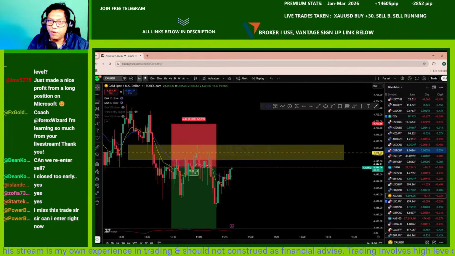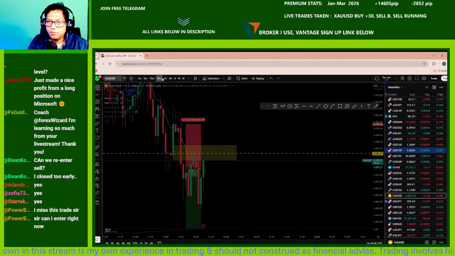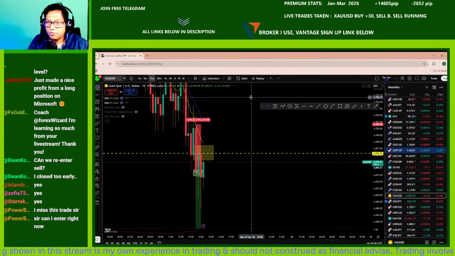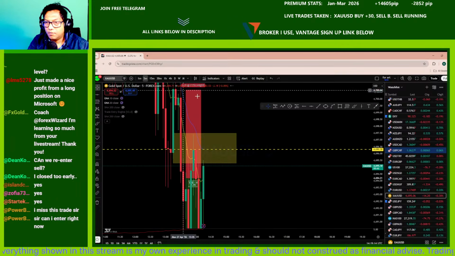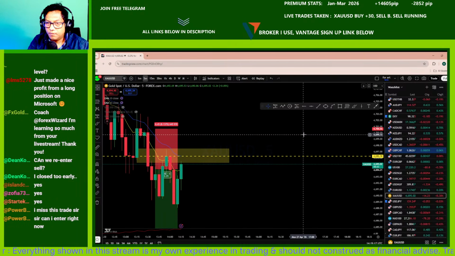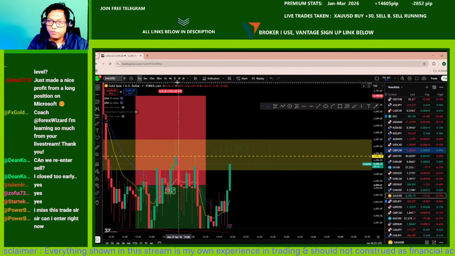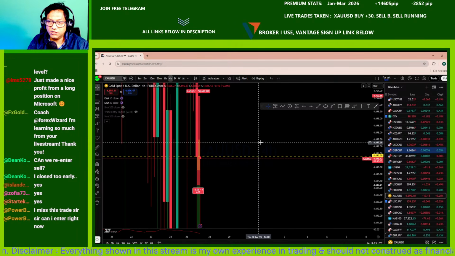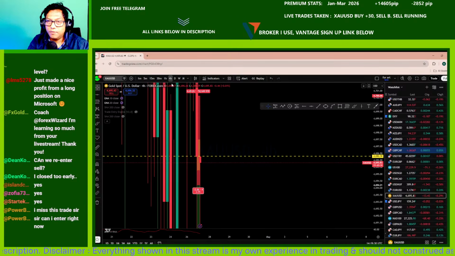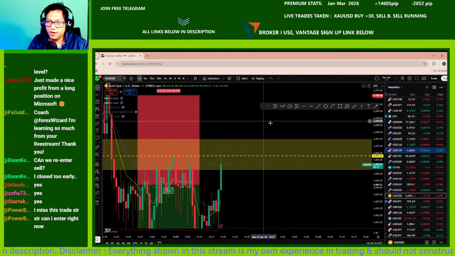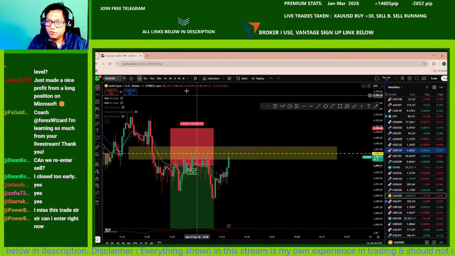Getting a reaction above this level, I'm going to be surprised if the market again goes for another breakout. On the 4-hour chart, the market is on the 4-hour resistance line, and I think it's highly likely that there's a liquidity grab again of this key resistance zone.